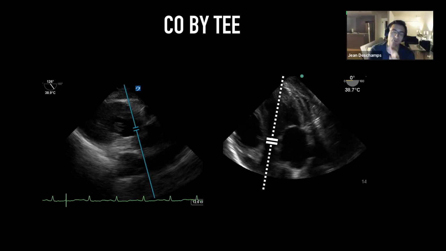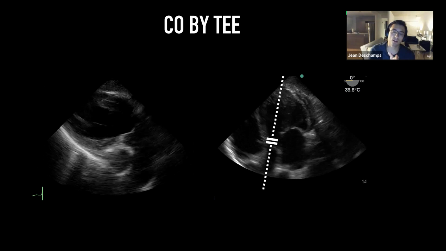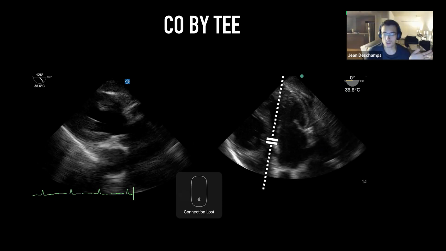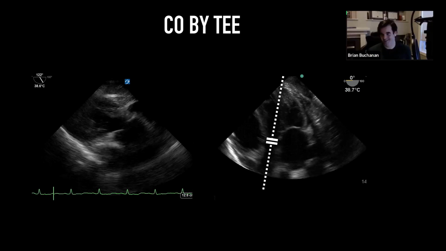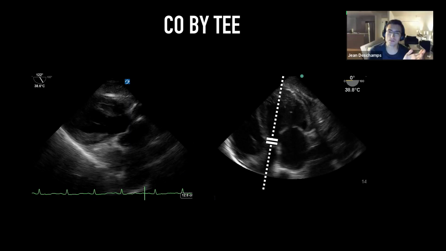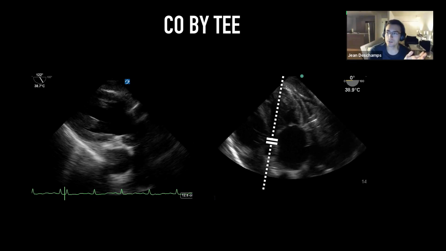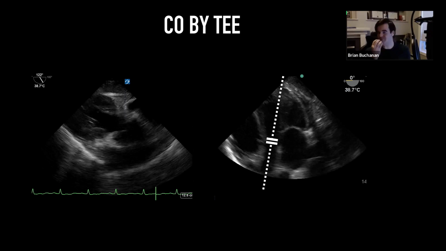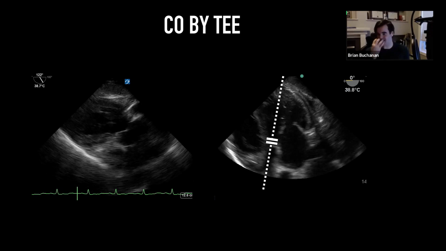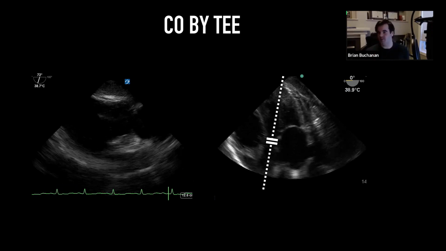Yeah, and I fully agree. I think what people don't realize is this is a beautiful deep transgastric image. It rarely looks that good when you actually get it done. I cherry picked this view just for you, Jean. I was like, I need a view that will make Jean blush.